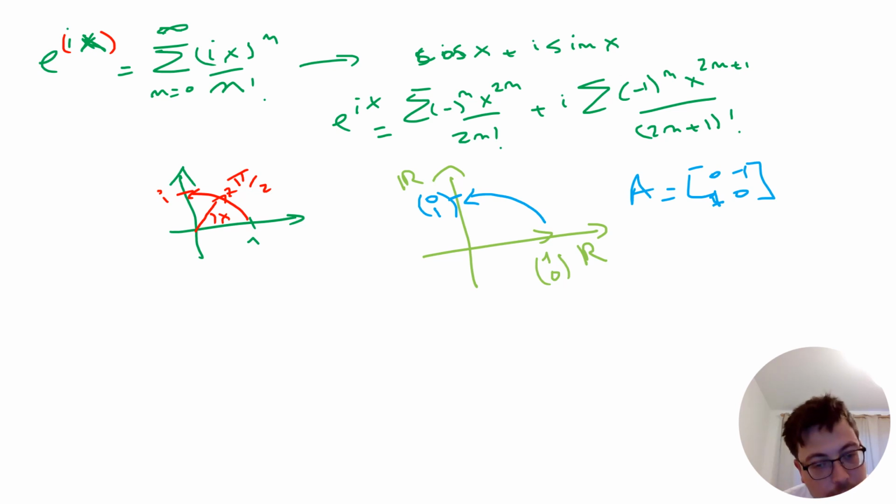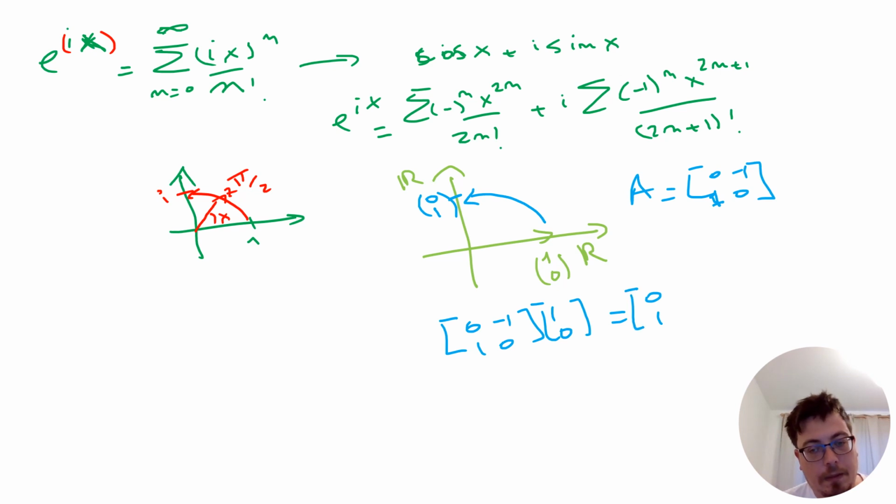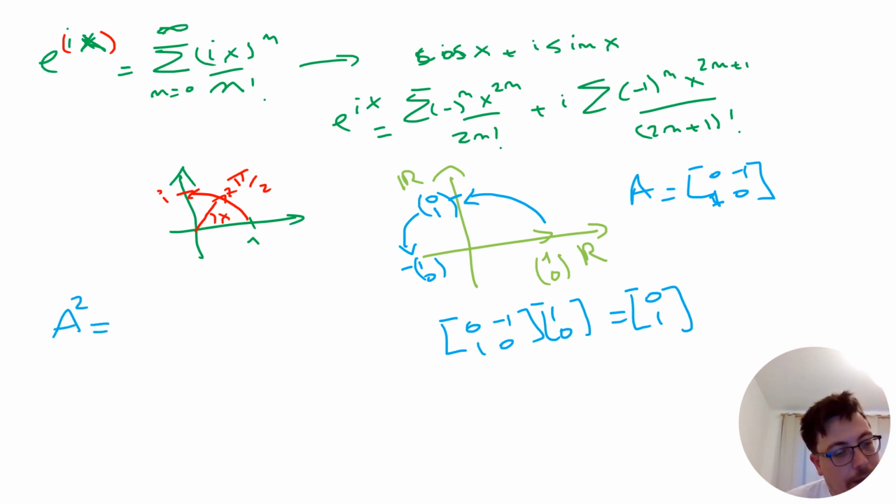And this is because if you do the matrix (0, -1; 1, 0) times (1, 0), you easily get (0, 1). We know that by computing this matrix times vector product quite easily. And if you do it another time, you get to the vector (-1, 0). Which means that A squared, the square of the matrix, is minus the identity.